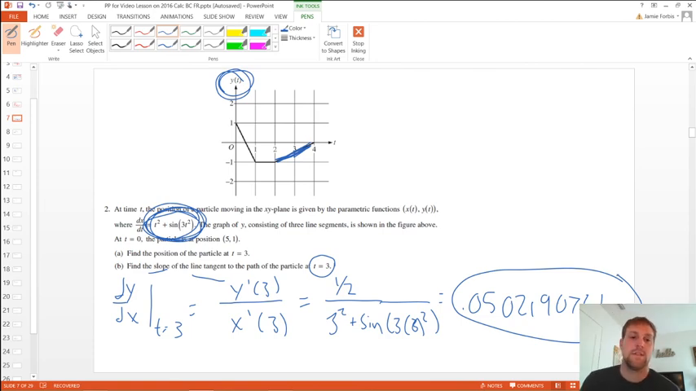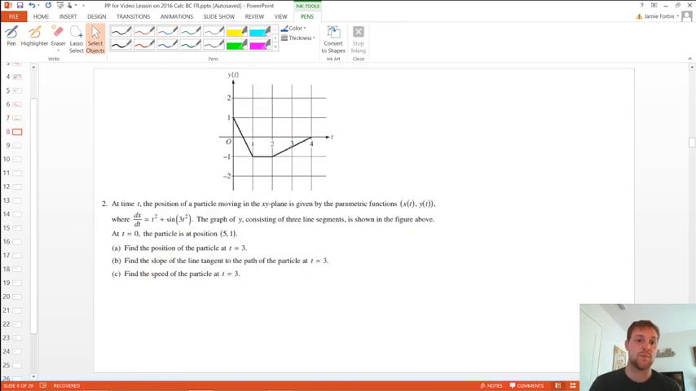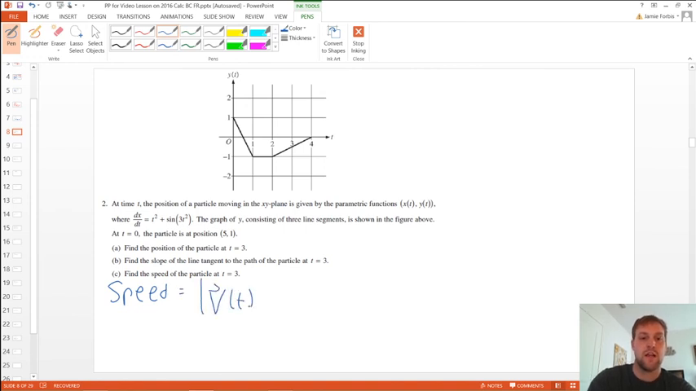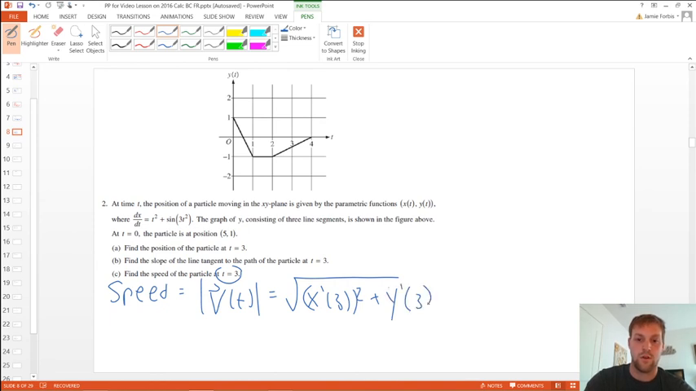So there you go. That wasn't too bad. Let's go on to C. C says find the speed of the particle at time equals 3. Well, we've done speed a bunch of times too. We know that speed is equivalent to the magnitude of velocity. The magnitude of velocity is the square root of, at time equals 3, x prime of 3 squared plus y prime of 3 squared.